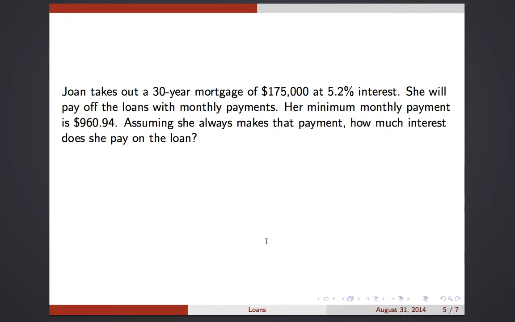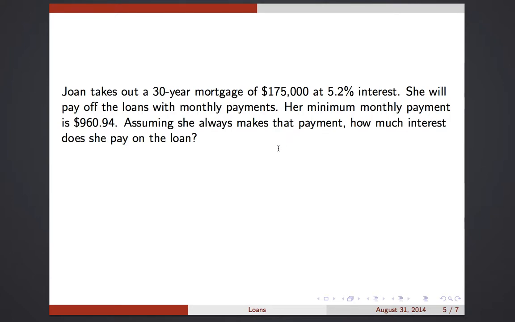Okay, so here's a natural follow-up question to ask. We've computed her minimum monthly payment. So assuming she always makes that payment, how much interest does she pay? And just so it's clear what I mean, assuming she always makes that payment, she could pay more than that if she wanted to.